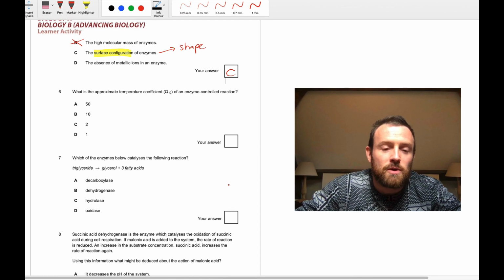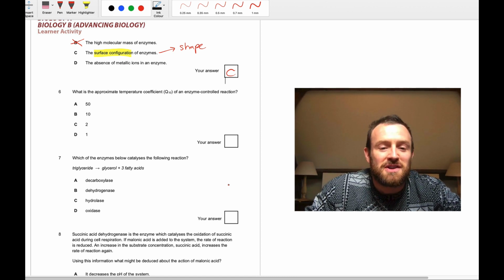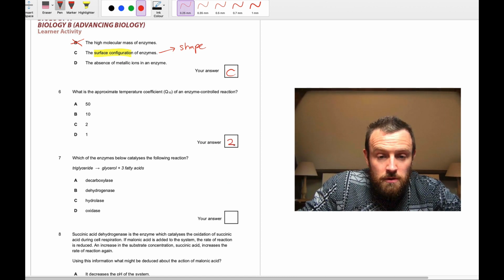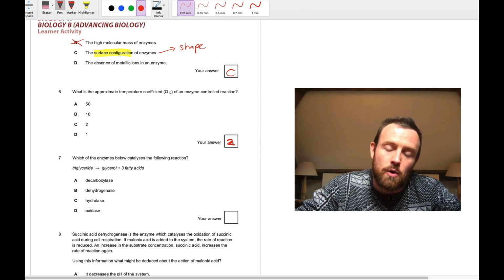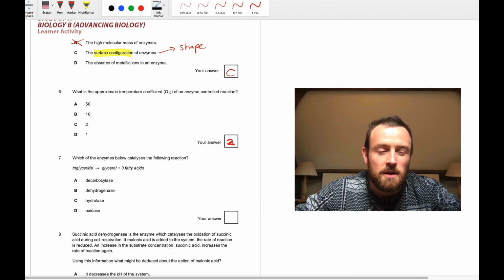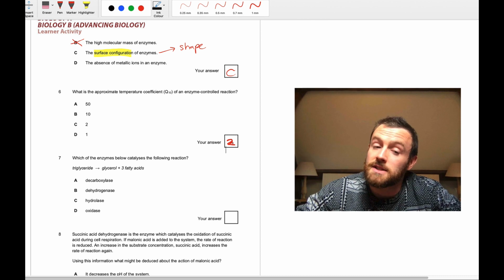6. What is the approximate temperature coefficient of an enzyme-controlled reaction? This is always 2. It's worth saying that is below the temperature optimum. The Q10 coefficient is around 2. Above it, it's not going to be 2.